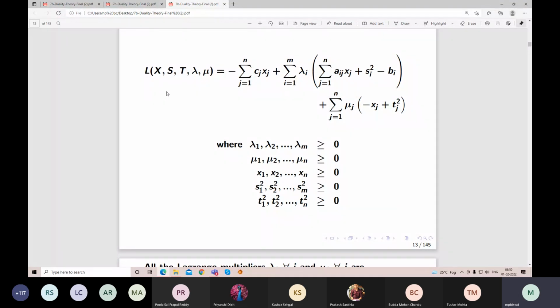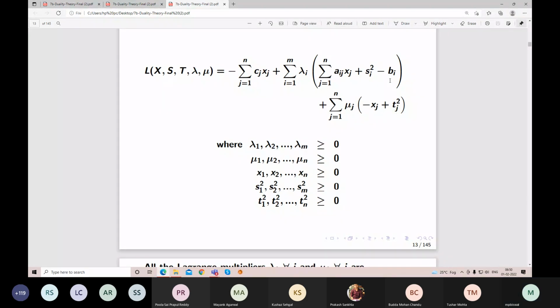So our Lagrange function is something like minus. Why minus? Because we have changed maximization to minimization. Minus summation over j from 1 to n of cj xj, plus summation over i from 1 to m of lambda i times, summation over j from 1 to n of aij xj plus si squared minus bi. Here this lambda is free if the constraint is equality type.